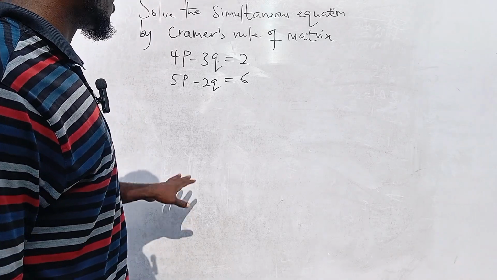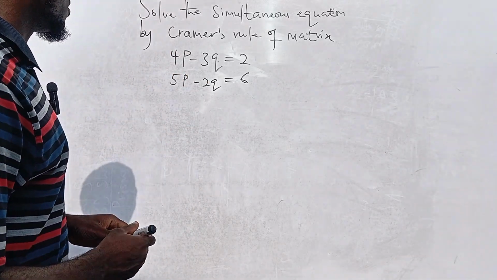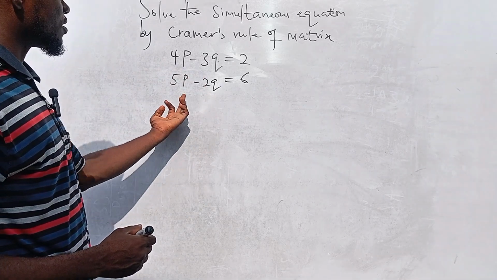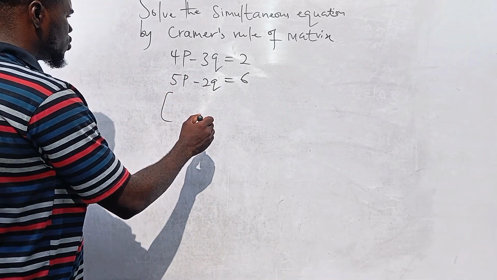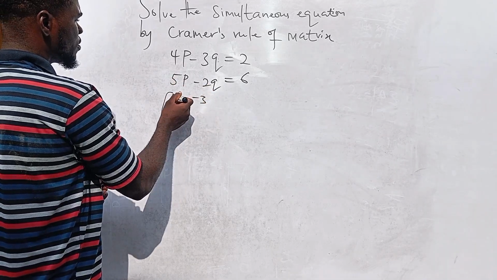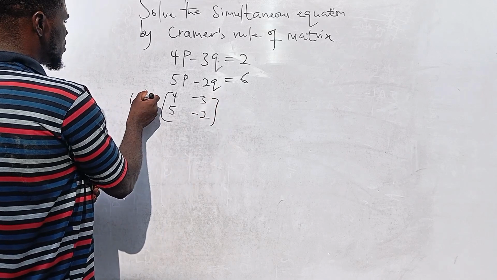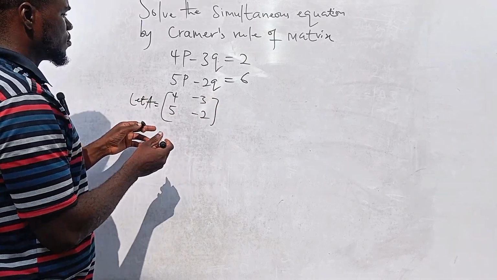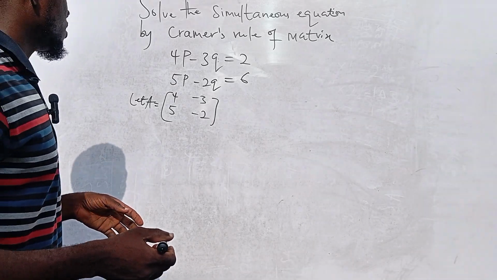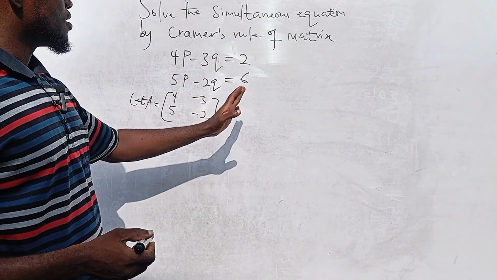To solve this simultaneous equation using Cramer's rule of matrices, the first thing you're going to do is take the coefficients of the unknown variables on your left hand side, and that becomes your matrix. You have 4, minus 3, 5, and minus 2. You can just say let A. That means this A is standing as my original matrix. Okay. Now the right hand side is the constant.